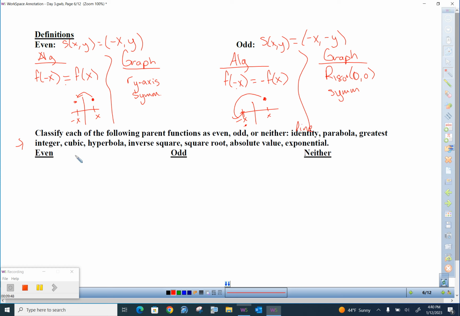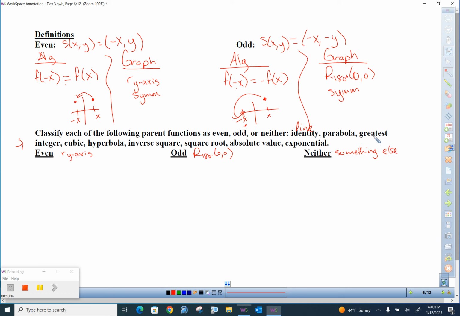Decide if it has even symmetry, which is reflection over the y-axis, odd symmetry, which means 180-degree rotational symmetry through the origin, or neither, meaning something else. It could have no symmetry, or it could have a symmetry line that's not on the y-axis, or a symmetry point that is not on the origin, so something else.